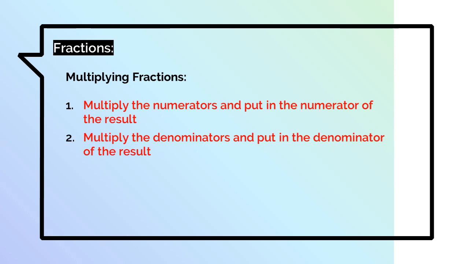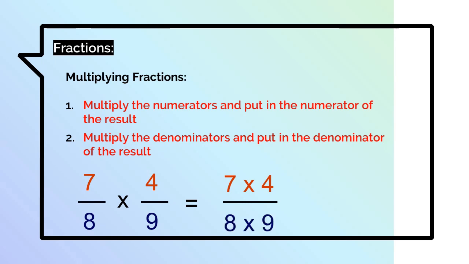Let's have this example. 7 over 8 times 4 over 9. Multiply the numerators: 7 times 4 equals 28. Then multiply the denominators: 8 times 9 equals 72. So the answer is 28 over 72.